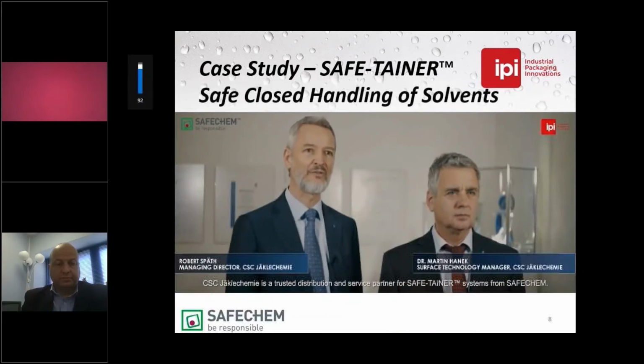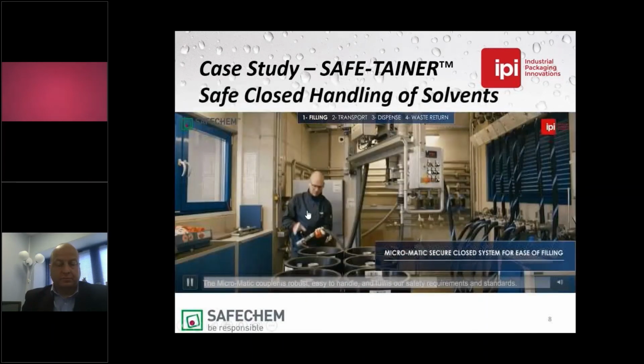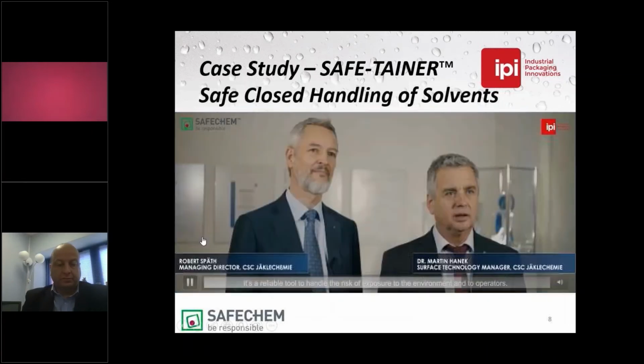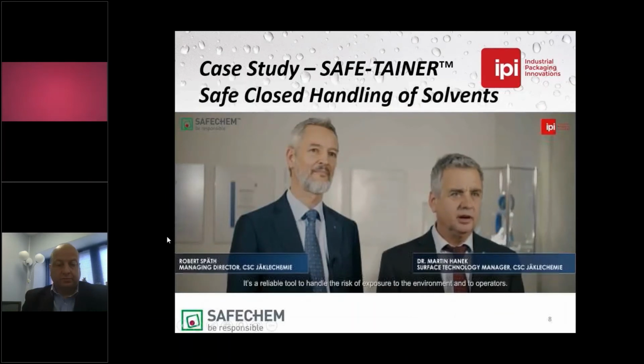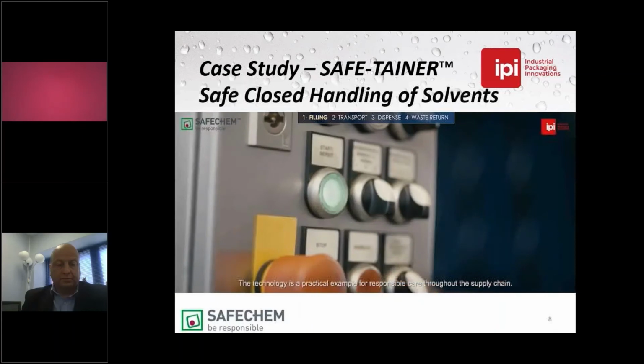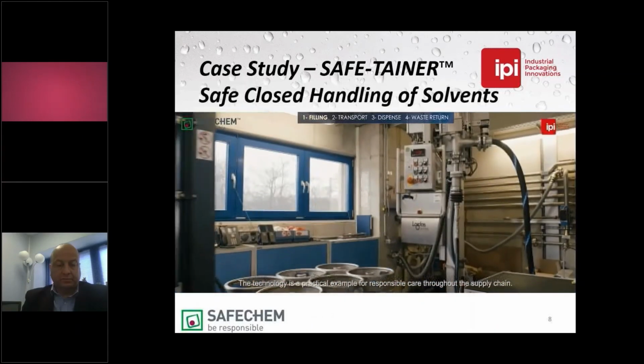Service partner for safe container systems from SafeChem. The Micro-Matic coupler is robust, easy to handle, fulfills our safety requirements and standards. It's a reliable tool to handle the risk of exposure to the environment and to operators. The technology is a practical example for responsible care throughout the supply chain.